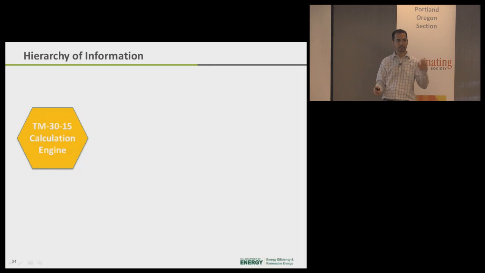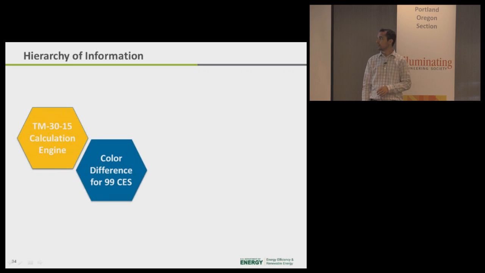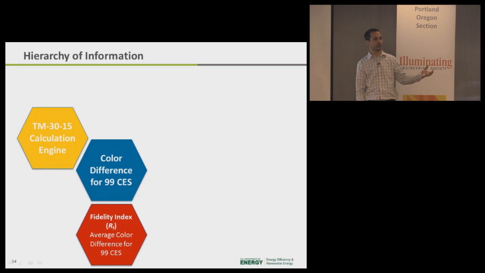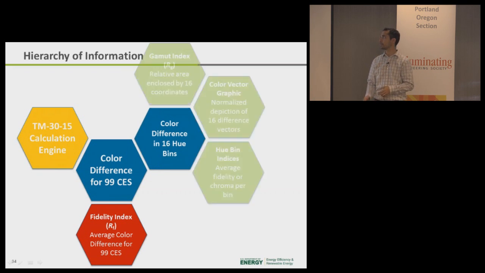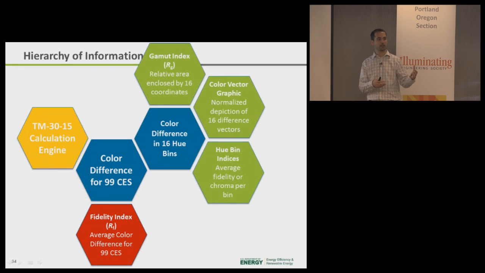So again, we have that black box, that calculation engine. From there, we're calculating color difference for those 99 color samples. From that, we can take the average of that color difference and calculate color fidelity. We can group it into 16 bins and take the average in each bin. From there, we can calculate the gamut index. We can calculate graphics and calculate things for those individual hue bins. This is what I'm going to go through next. I'm going to step through that process and talk about each of those individual values.